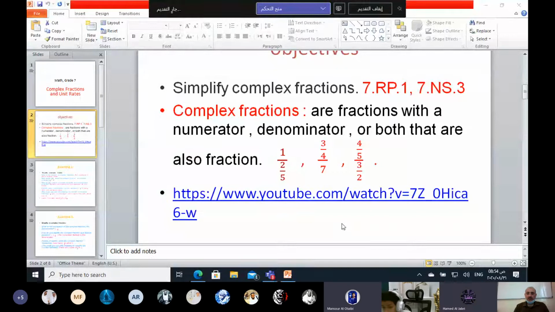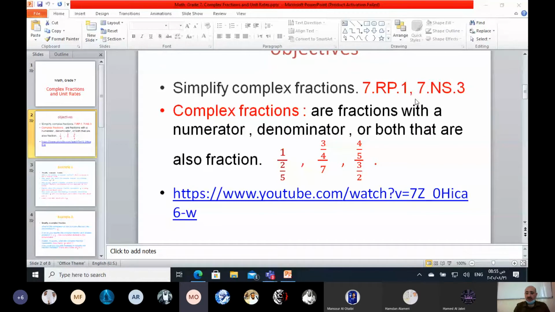What I said, today we want to learn the meaning of complex fractions and how to simplify complex fractions. At the first, what's the meaning of complex fractions? Complex fractions are fractions with a numerator or denominator or both that are also fractions.